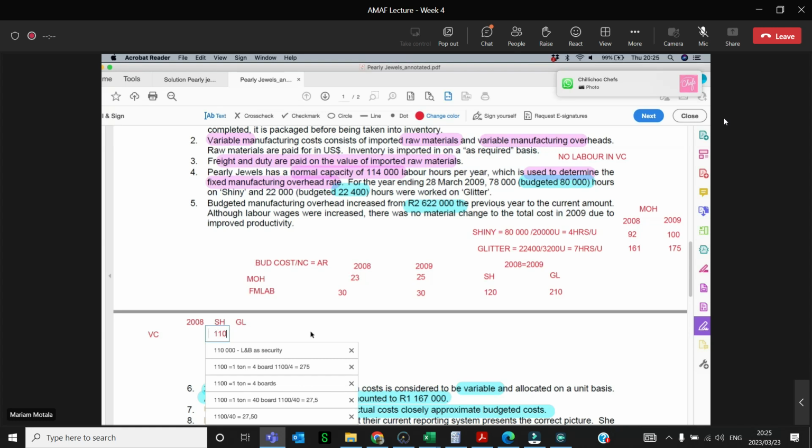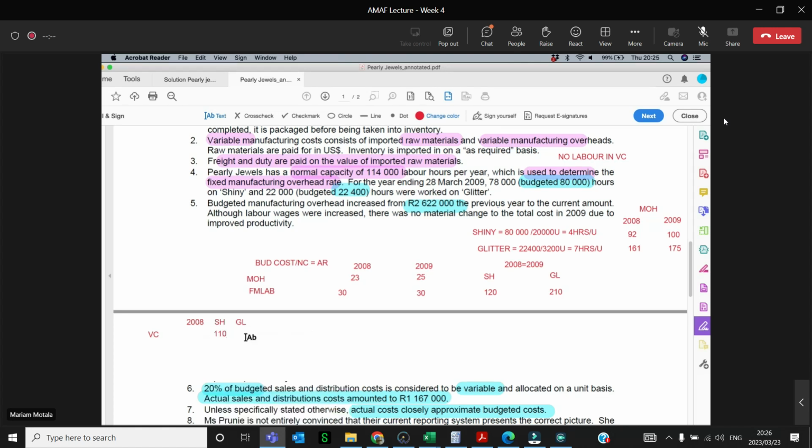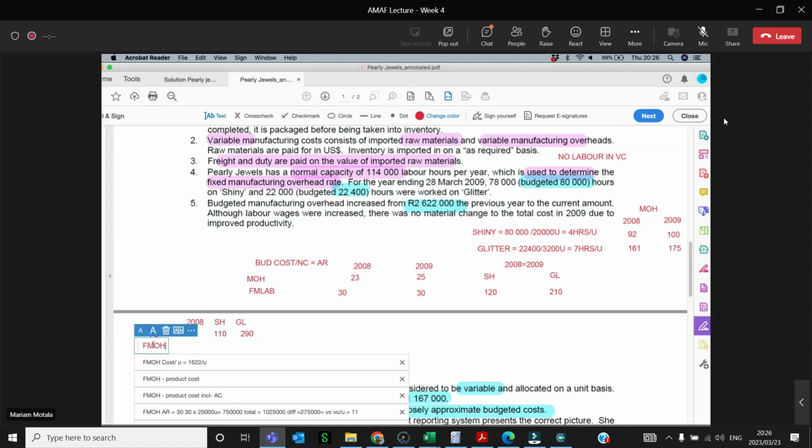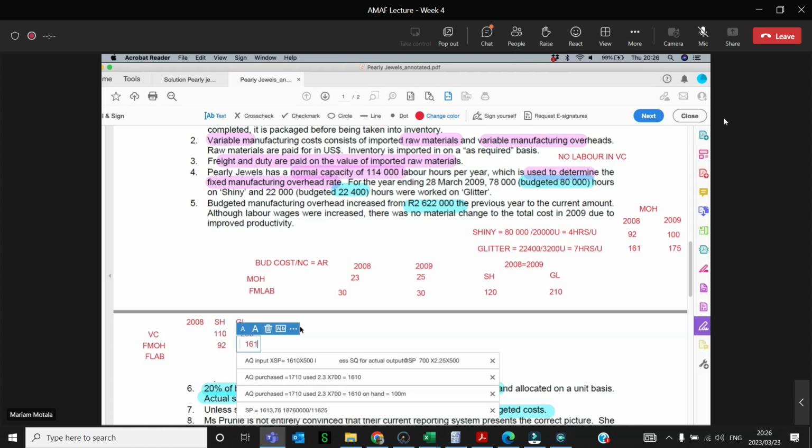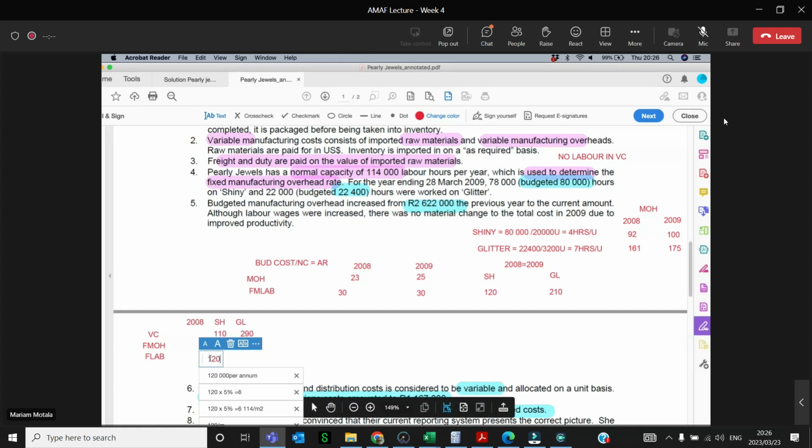If you look at the income statement, take your calculators, people, go to the given income statement. You will take the 174,000 and divide it by 600 units. And what do you get for opening stock, the variable cost? You get 290 rands for glitter. Now you've got fixed manufacturing overheads and fixed labor costs. The fixed manufacturing overheads are 92 rands for shiny and 161 rands for glitter. Labor is 120 rands and 210 rands.